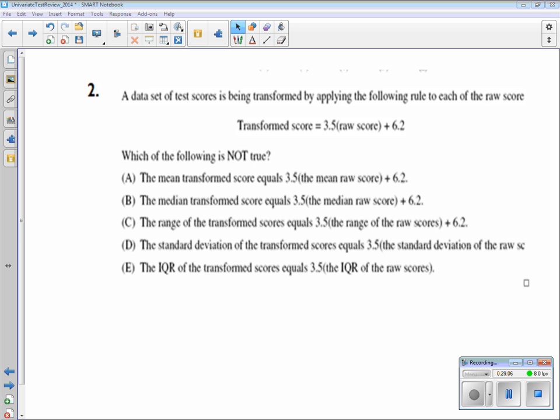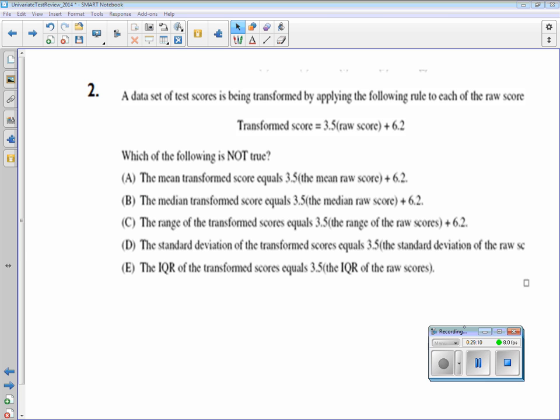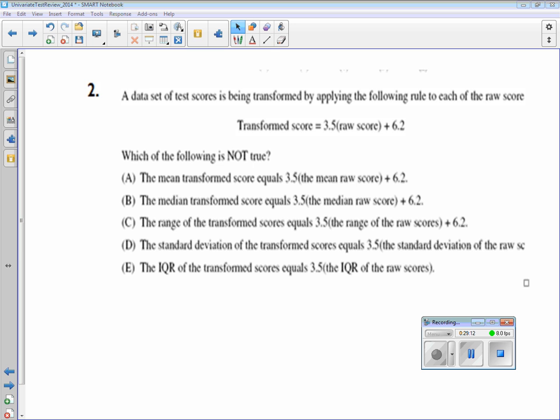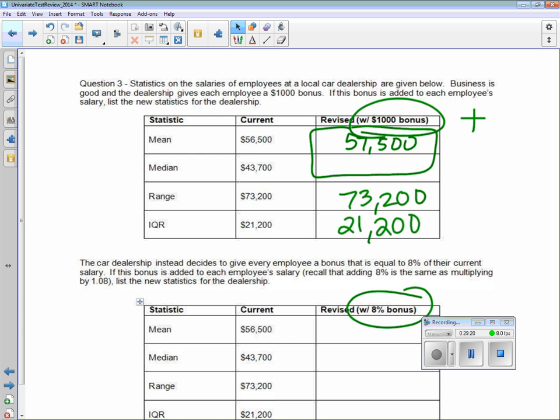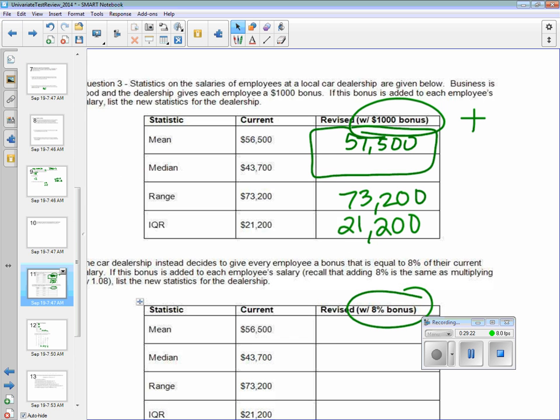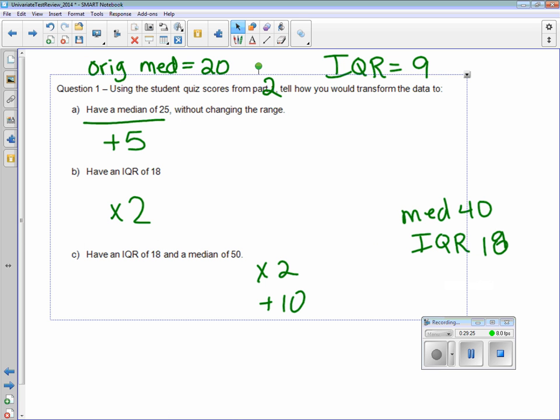So read one of these. Let's figure it out. If you need to come up to see, I apologize for it being so blurry. So the mean equals 3.5 times, and then add 6.2. If you're not sure, we can always go back to the ones that we created. So if we have a rule where we're multiplying by 2 and adding 10, how did I do it? If I multiplied by 2 and added 10, what happened?